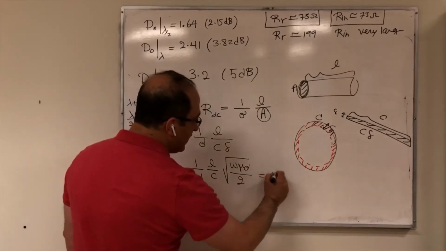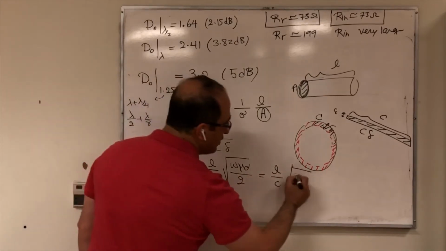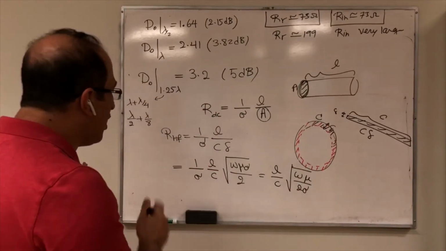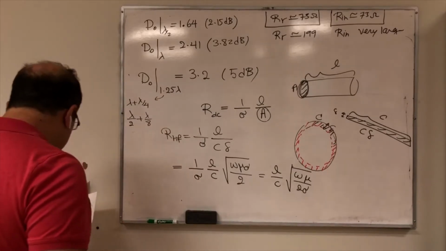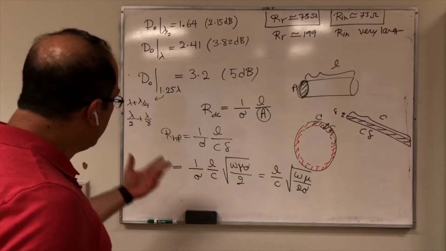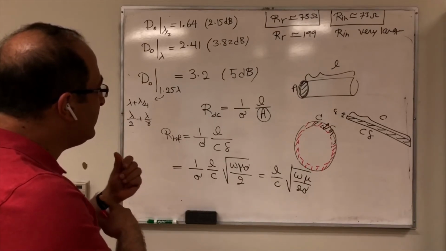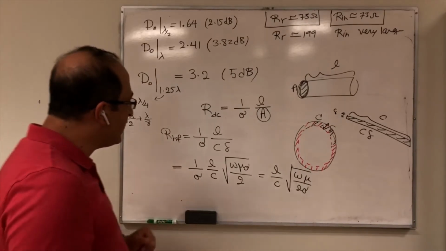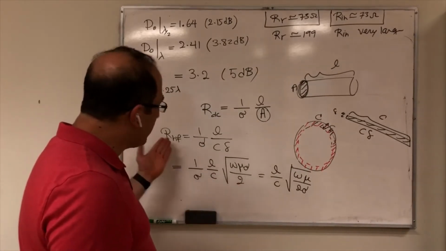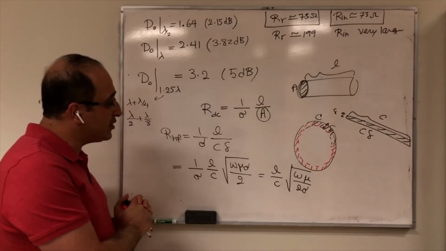And you can write it as L divided by C, and then bring sigma into the square root, and then you get the square root of omega mu over 2 sigma. So this becomes R at higher frequency. Let me check that I haven't made any mistake. So that seems to be correct. And now, to have some sort of idea, you can look at one of the examples in the textbook where they calculate this R at higher frequency. Remember, these are due to loss. This is not radiation resistance.